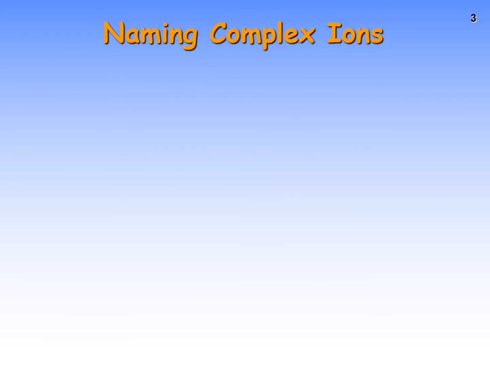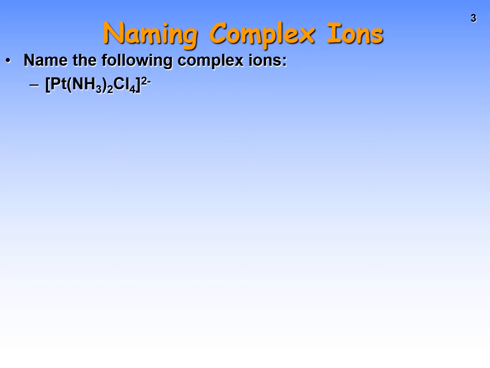So let's do some practice here. We need to name the following complex ions. So let's name this guy. All right, so to start, I know this is platinum, it's a transition metal. I know this is NH3, ammonia, but remember we have a special name for it. It's amine in complex ion naming. And this is normally chloride, but here we call it chlorido because those are our rules.